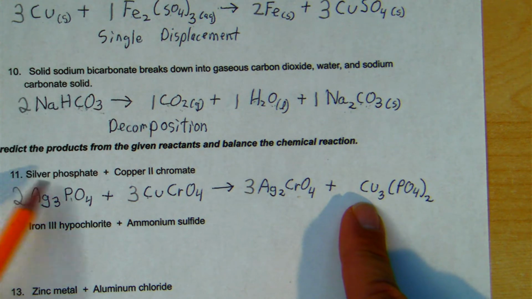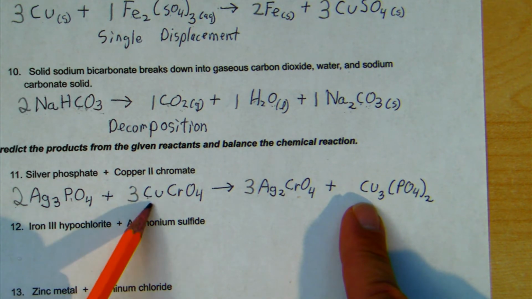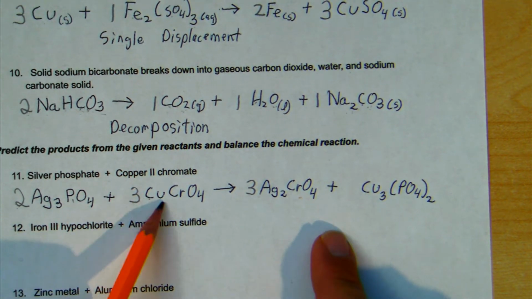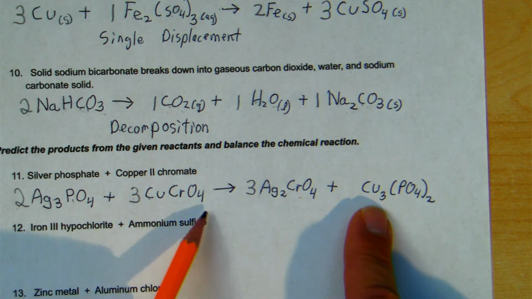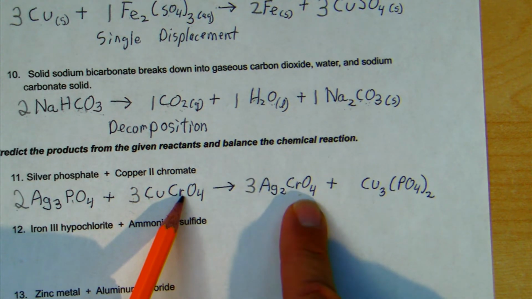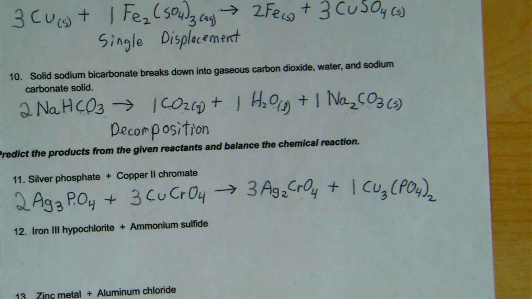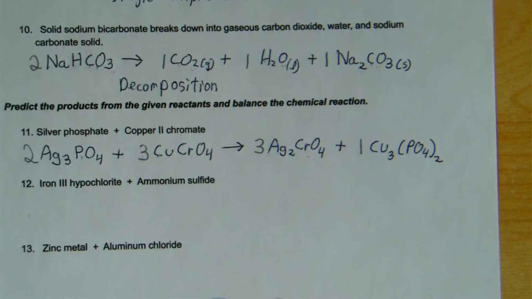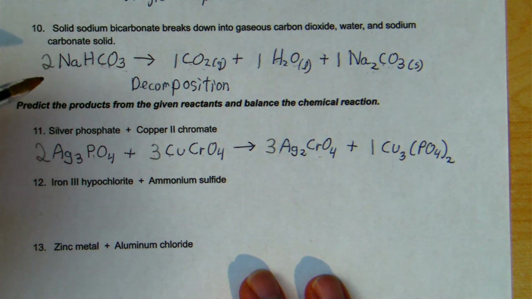So first reactant, coefficient of 2, first product, coefficient of 3, second reactant, I'm trying a coefficient of 3. That gives me 3 coppers on the left, 3 coppers on the right, 3 chromates on the left, 3 chromates on the right, and so this is now a balanced chemical reaction. Number 12, iron 3 hypochlorite and ammonium sulfide.